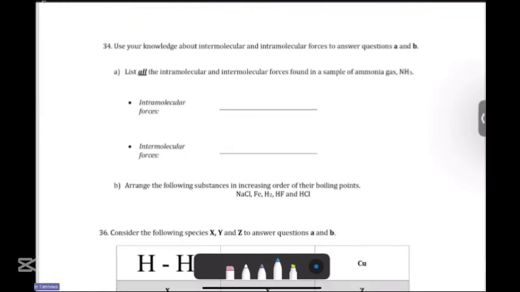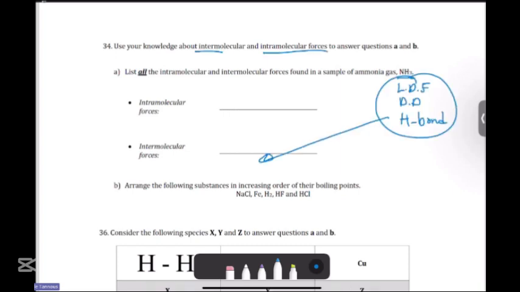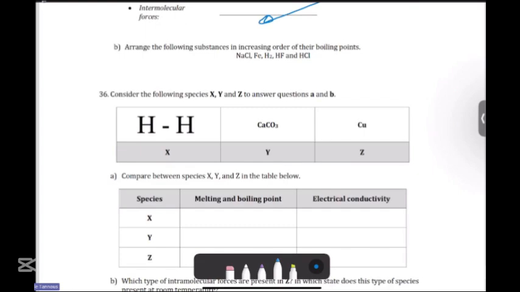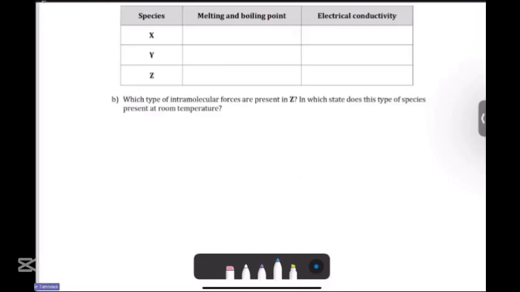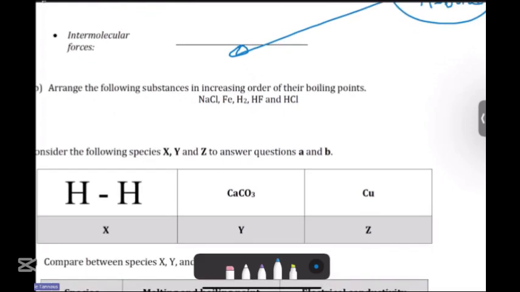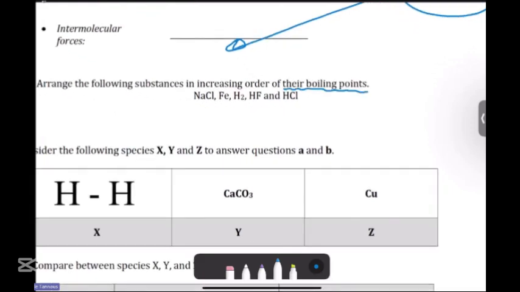Now, moving on, use your knowledge about intermolecular forces and intra. In NH3, London dispersion forces, dipole-dipole, and hydrogen bond. So here we have the three kinds of intermolecular forces. So I'm going to write this here. And for intramolecular forces, any polar or non-polar compound is covalent. Will have covalent bonds. Now we're almost done here.